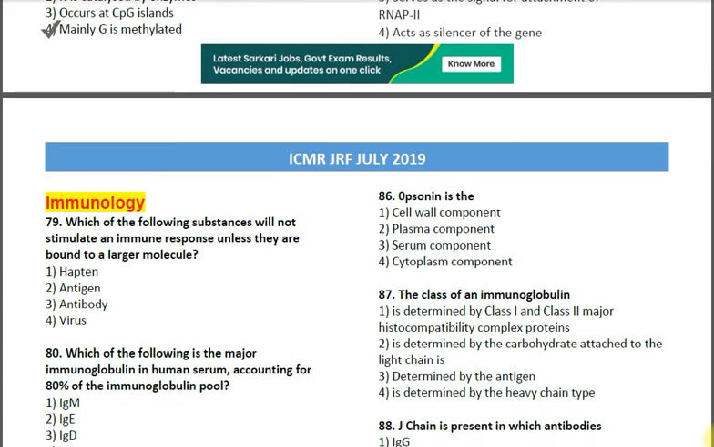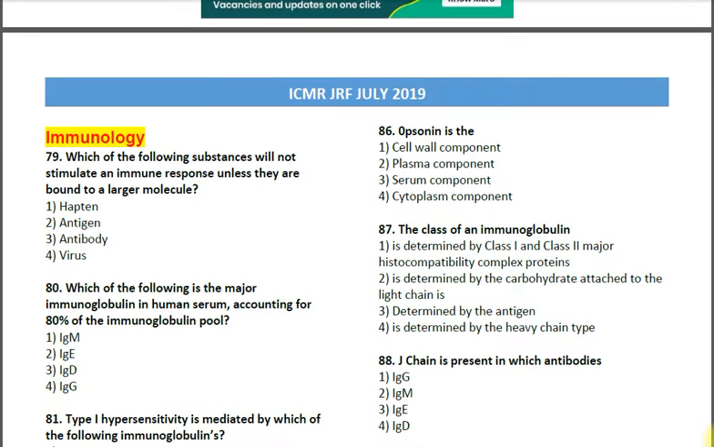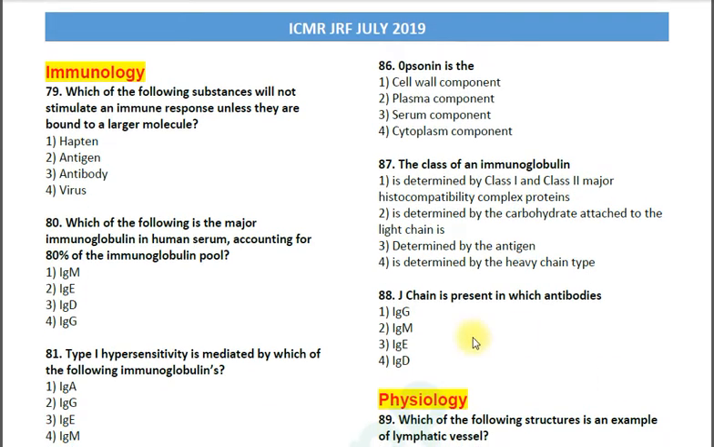Now next are the questions from the subject immunology. Question number 79. Which of the following substances will not stimulate an immune response unless they are bound to a larger molecule? Option 1 hapten, option 2 antigen, option 3 antibody, option 4 virus. The correct one is option 1, hapten.